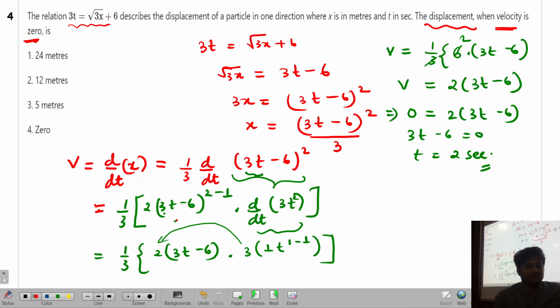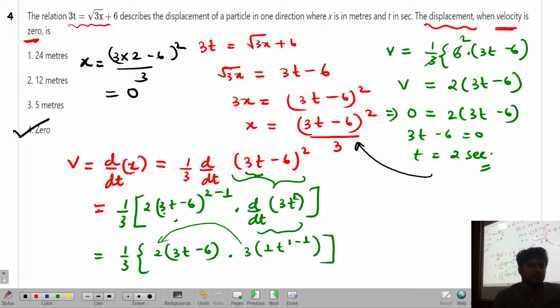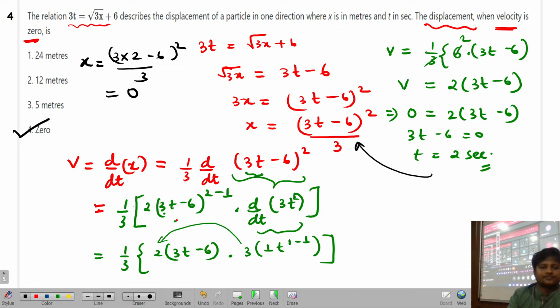So displacement after 2 seconds is going to be equal to how much? X is equal to, what is the relation? (3t minus 6) by 3, whole square. I'll put t is equal to 2 seconds in this equation. What will I get? (3 into 2 minus 6) divided by 3, whole square. The answer is equal to 0. So which option is correct? Option D is correct. Okay or not? Is this okay or not? Yes or no? Okay. Yes, sir.